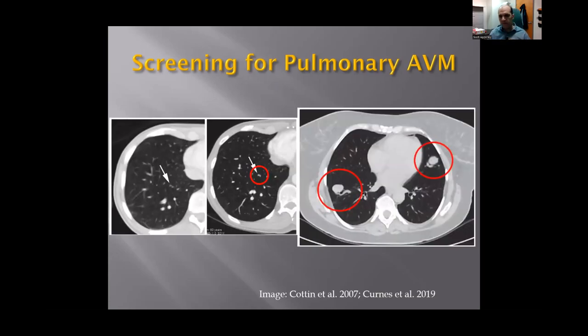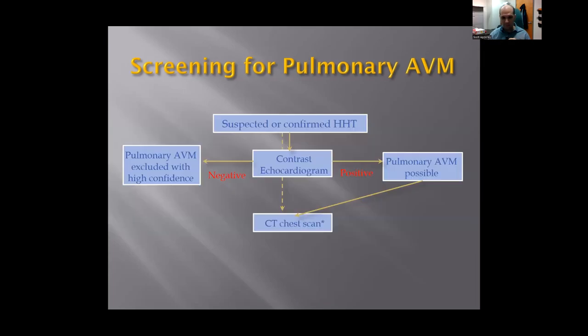And the reason to move on to that CT scan is that the contrast echocardiogram may tell us there's a connection, but we don't know if that connection is large or small or where it may be. And a CT scan of the chest gives good definition to sort through those factors. How big is the AVM, where it may be located? And so it gives more information about the specific location and structure.